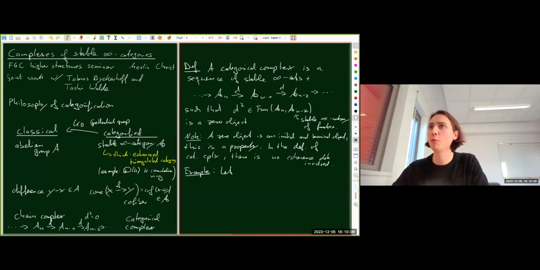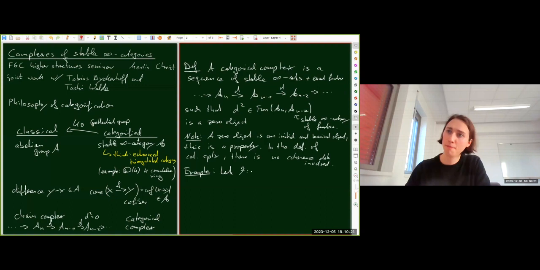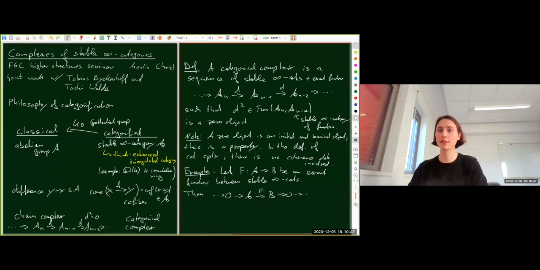I should maybe also say we want these functors to be exact. Okay, so let f from A to B be an exact functor between stable infinity categories. Then there are two examples of complexes. We can just consider the functor as a complex concentrated in two degrees. Okay, that's a trivial example.